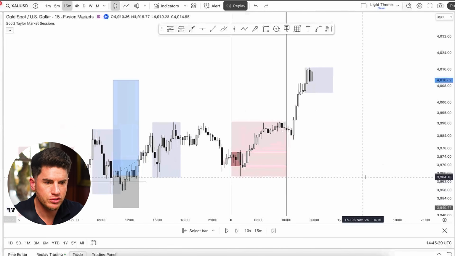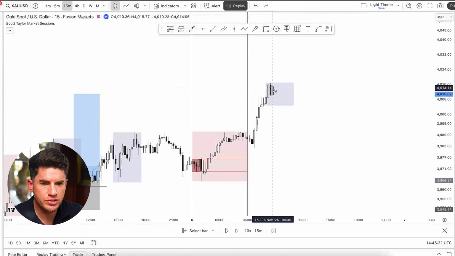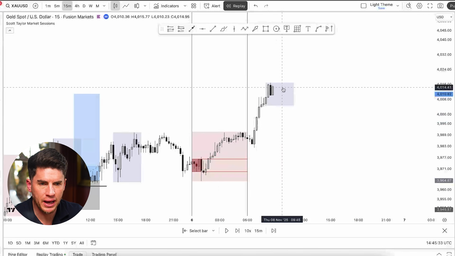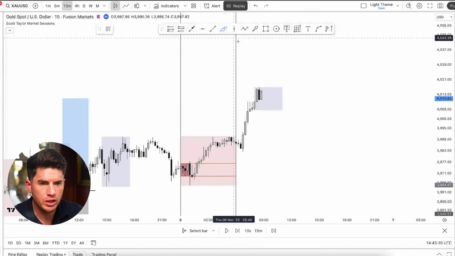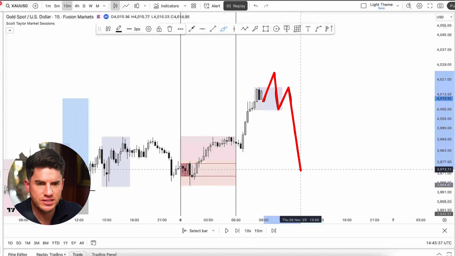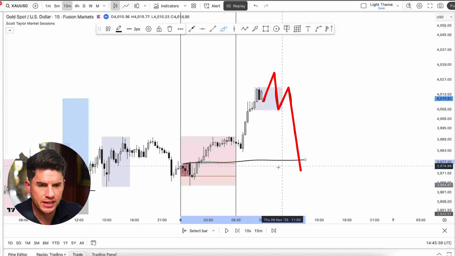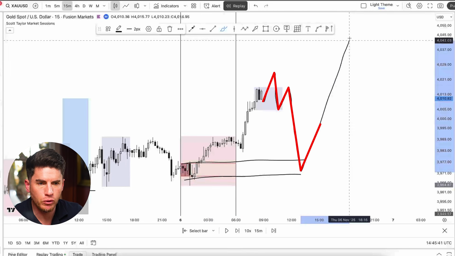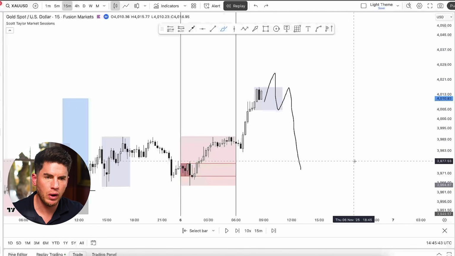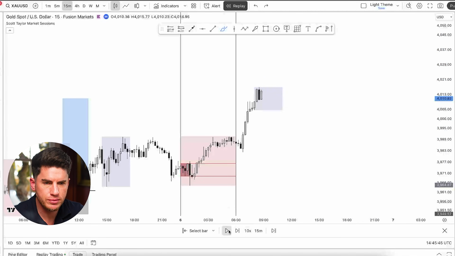I share these in reels on my Instagram two to three times, sometimes four times every single week. It happens, right? So when London doesn't take liquidity out of the initial balance, we expect New York to come back and take liquidity and often mitigate the initial balance in the process before continuing. So let's see what happens when we play this forwards.